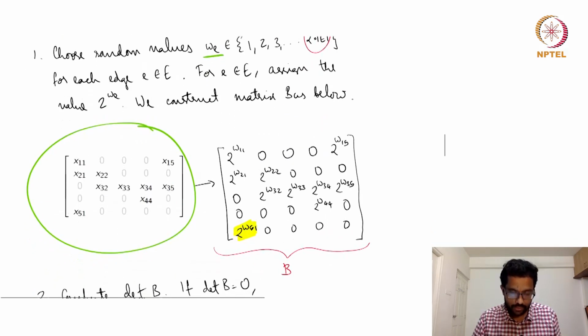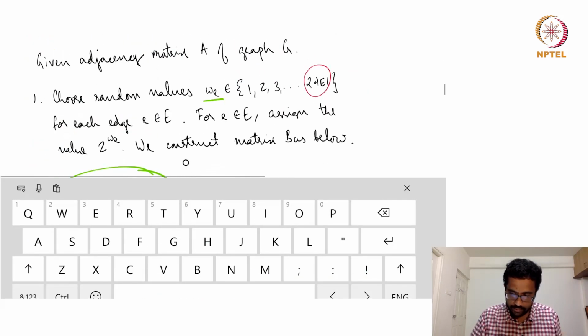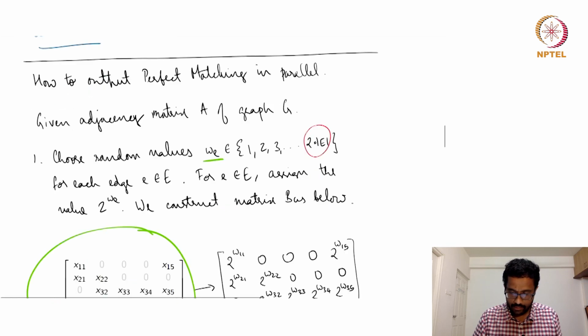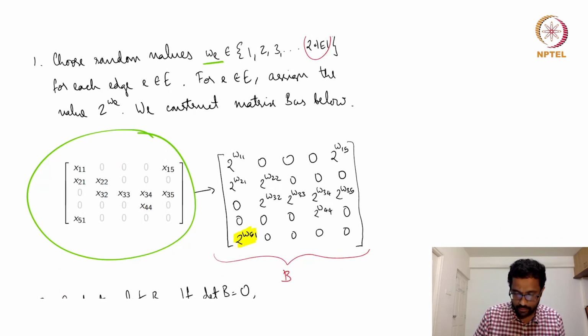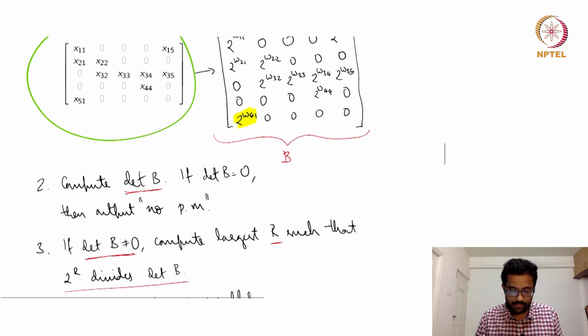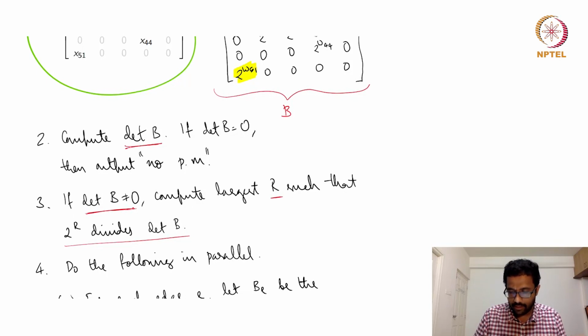Anyway, this shows how we can compute or output a perfect matching in a bipartite graph, if it has one, in randomized NC. So all that you do is you get random weights for each of the edges. You replace the terms of the adjacency matrix with 2 power the random weights, and then you compute the determinant of this matrix, call it B. If the determinant is 0, then there is no perfect matching. If the determinant is non-zero, you compute the largest R such that 2^R divides the determinant of B.